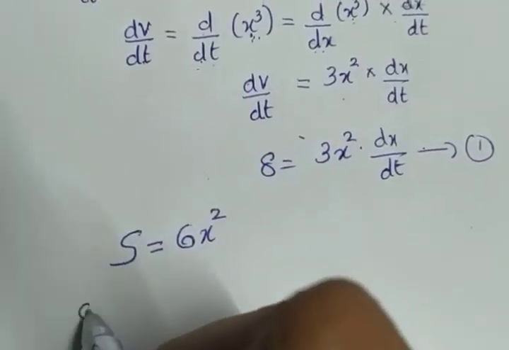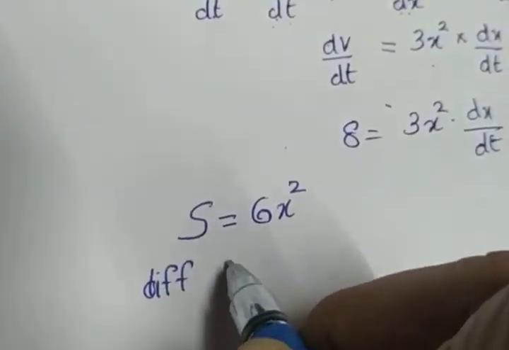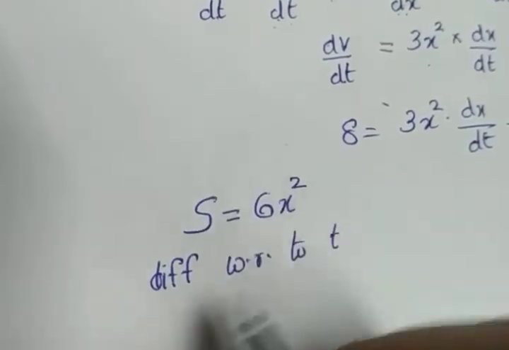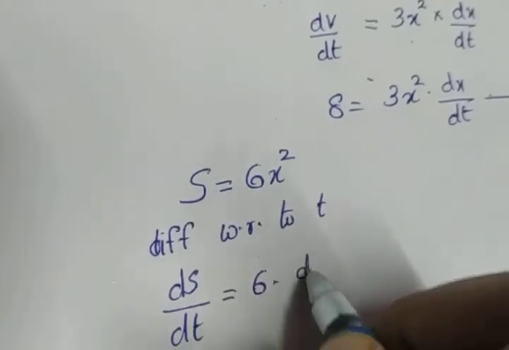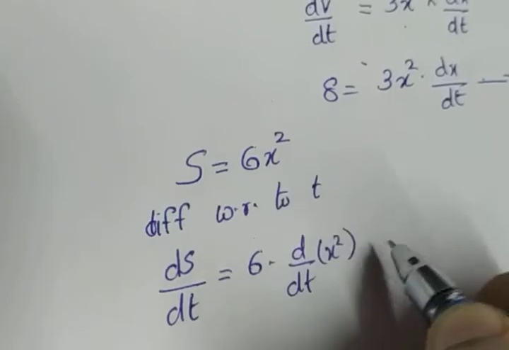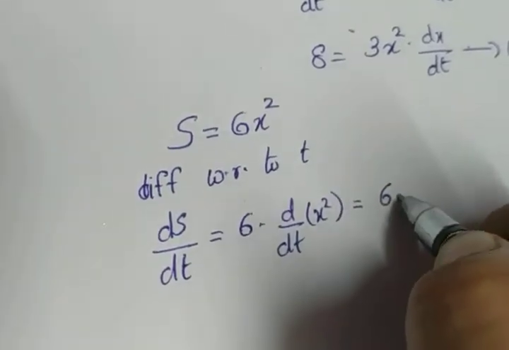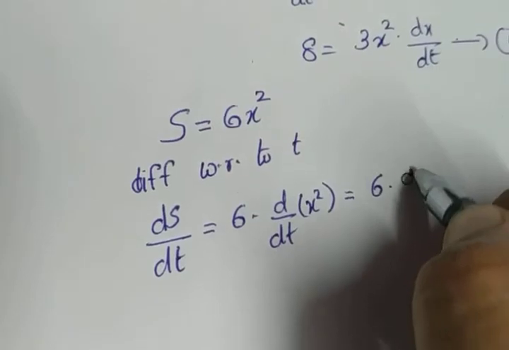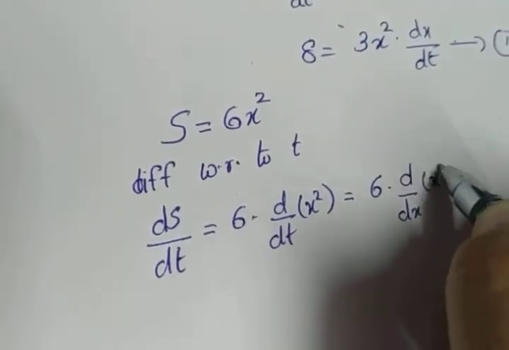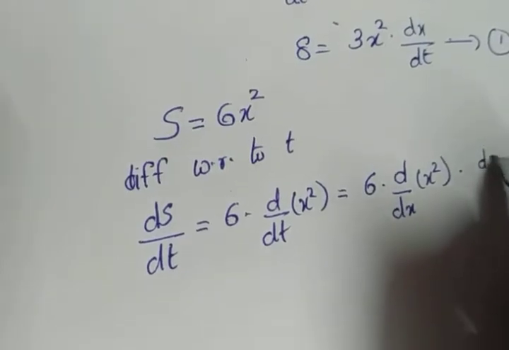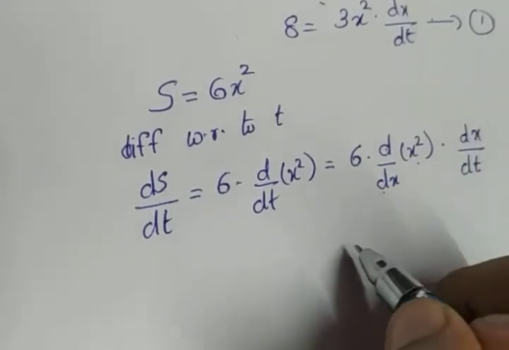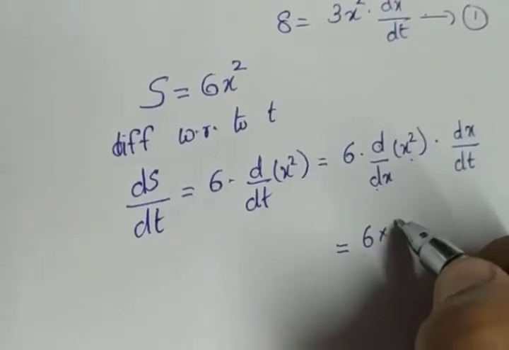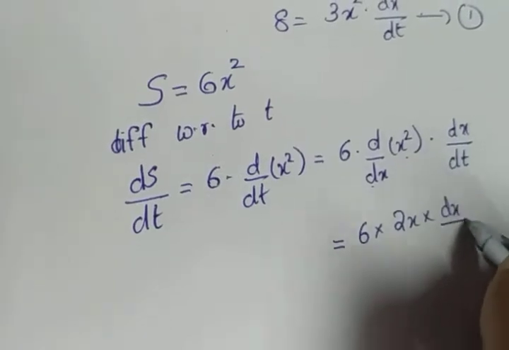Here also we are going to differentiate. We have to find ds by dt. So with respect to t, we have to differentiate the equation. Differentiating with respect to t, what we will get on the left side? ds by dt is equal to 6 into d by dt of x square. Same thing happens here, isn't it? So how we have to rewrite? 6 is a constant, nothing to do with the derivative. So we have to rewrite as d by dx of x square into dx by dt. Okay, d by dx of x square into dx by dt, that is equal to 6 into derivative of x square, which is 2x into dx by dt.